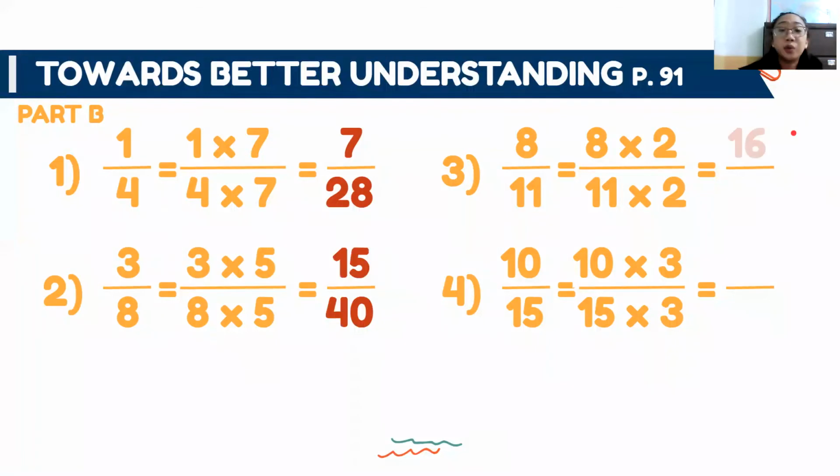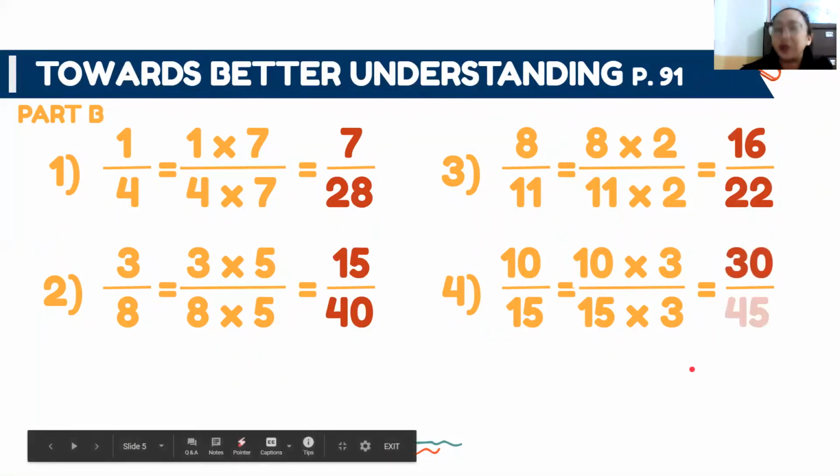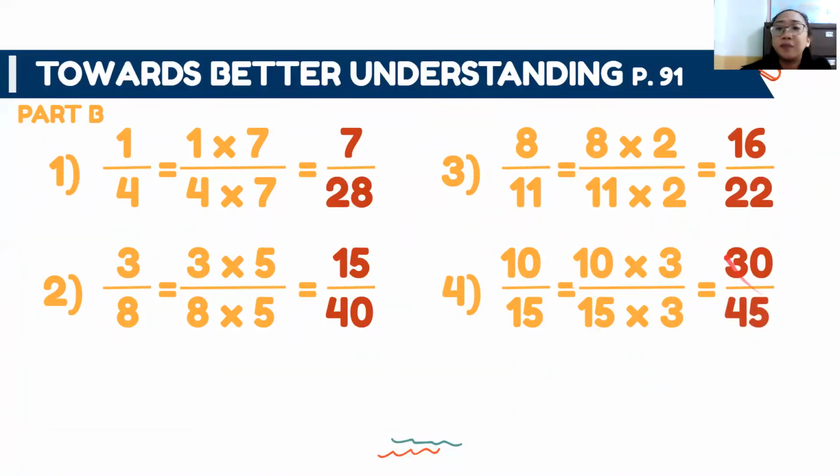8 times 2 is 16. How about 11 times 2? Yes, it is 22. So an equivalent fraction to 8 over 11 is 16 over 22. How about here? We have 10 times 3, we'll get 30. 15 times 3, 45. So an equivalent fraction to 10 over 15 is 30 over 45.